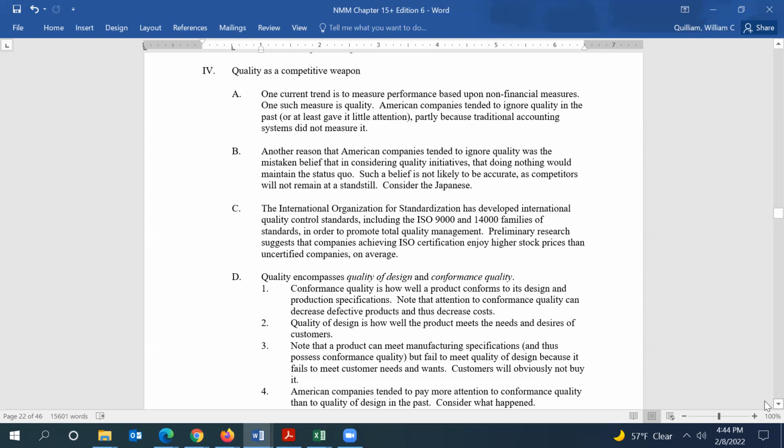Another reason the American companies tended to ignore quality was the mistaken belief that, in considering quality initiatives, doing nothing would maintain the status quo. Such a belief is not likely to be accurate, as competitors will not remain at a standstill. We can consider the Japanese.